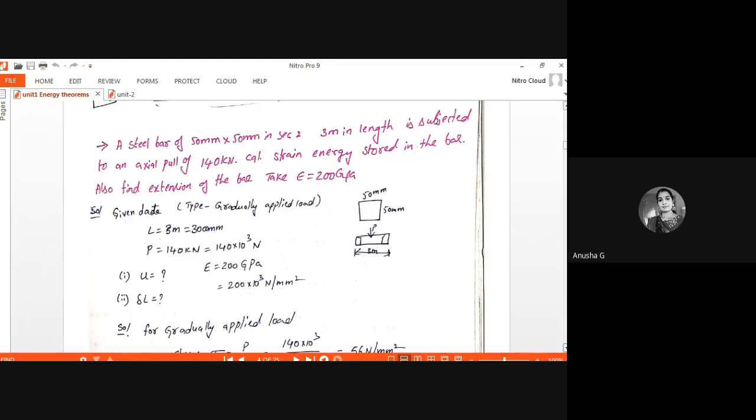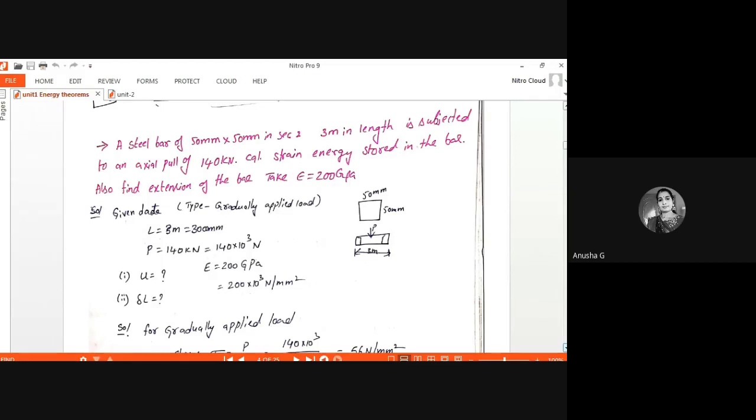Calculate the strain energy stored in the bar. Strain energy stored in the bar, U, we have to calculate. U equals to our formula, sigma square into V by 2E. That is our formula, that is the first you have to calculate. And also find the extension of the bar. Extension of the bar is nothing but the change in length, delta L, you have to calculate here. Take E equals to 200 gigapascals. Okay, that is the question.